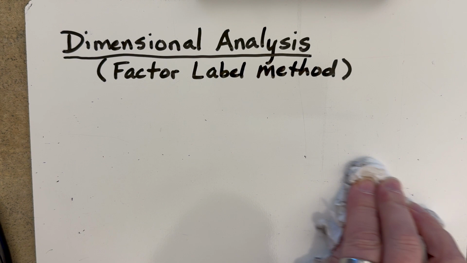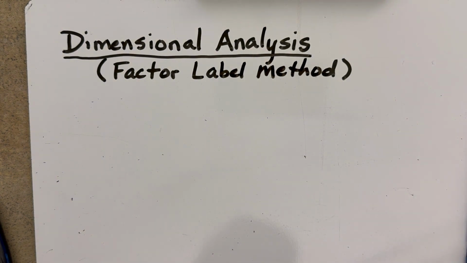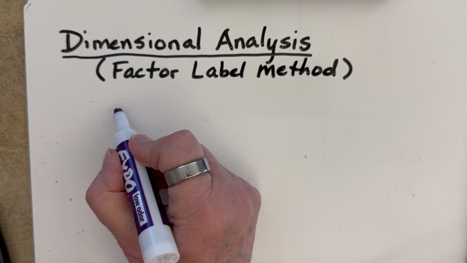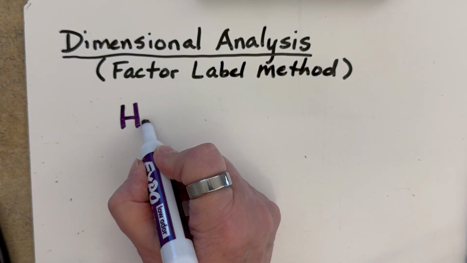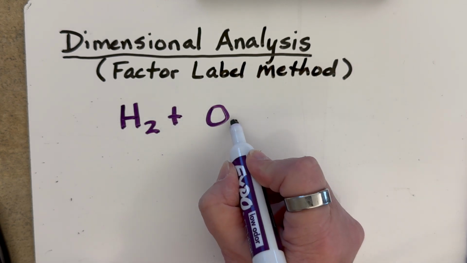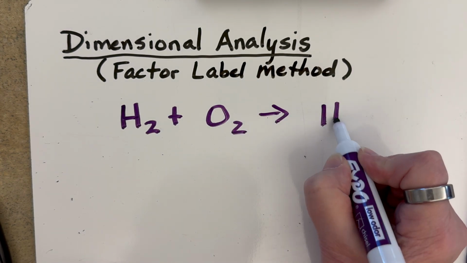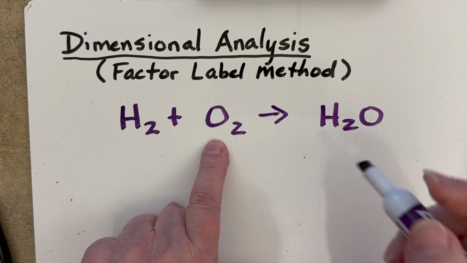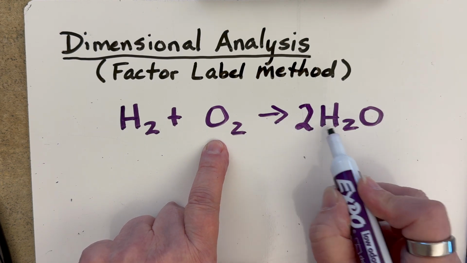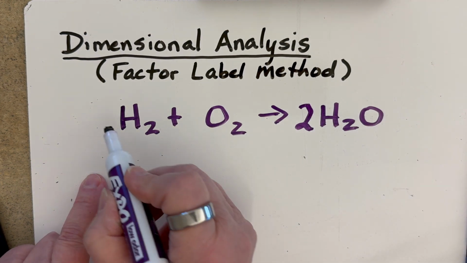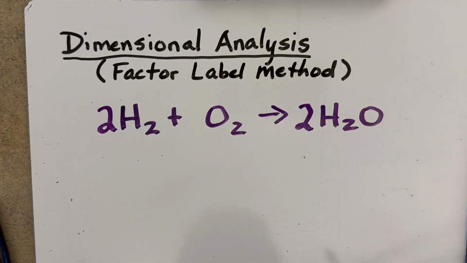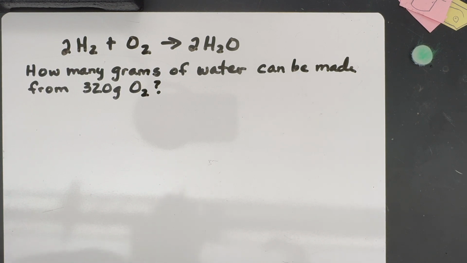Let's do a problem with stoichiometry. So first we need a balanced chemical equation. So let's use H2 plus O2 yields water. And we need to balance this. We have 1 O here, 2 O's there. So I'm going to have to put a 2 in front of this. That gives me 4 H's. I have 2, so I need to put a 2 in front of that to get 4 H's. So that's now balanced. With a stoichiometry problem like this, we can also use the factor label method to solve it.